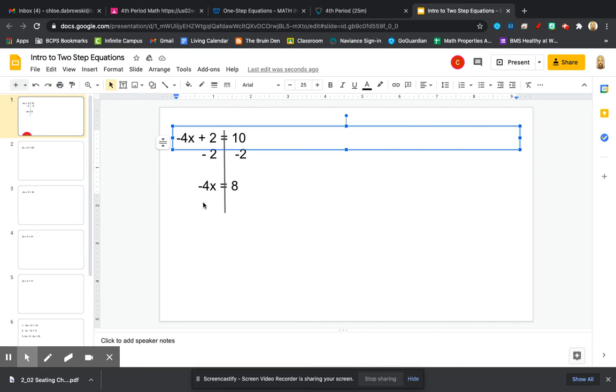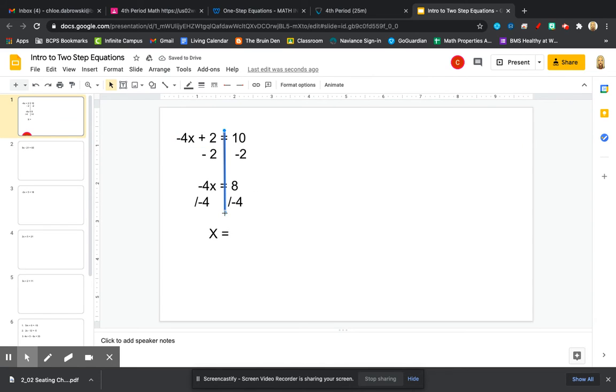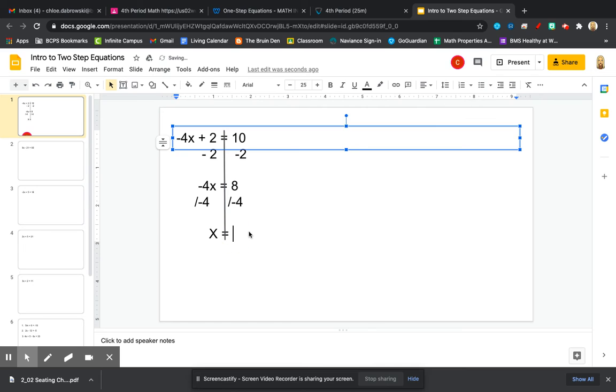So we would take both of these sides and divide them by negative 4. And on this side, we are left with x, and 8 divided by negative 4 equals negative 2.